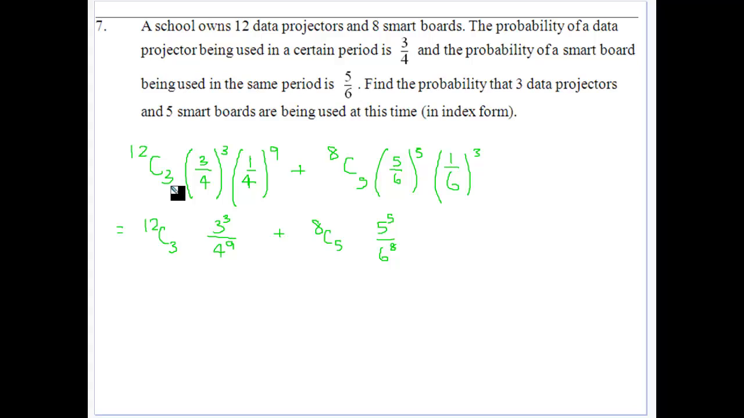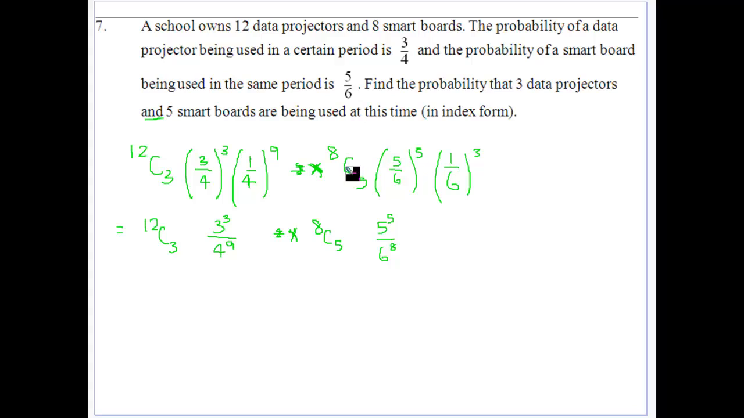Well, we've got 12C3, so 3 data projectors being used out of 12. We've got a 3/4 chance to the power of 3, because there's only 3 data projectors being used, and that means it's 1/4 to the power of 9, because that's the probability it doesn't get used. It shouldn't be addition, it should be multiplication to give us our calculation, because we've got to have both of them occurring, so it's a multiplication.